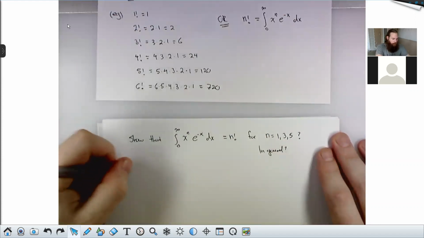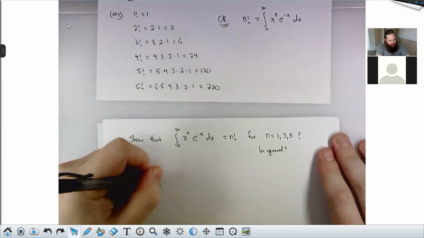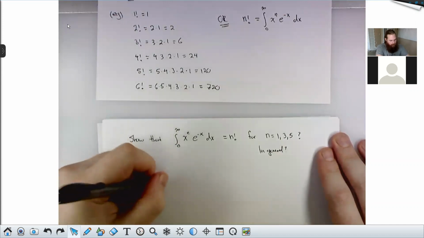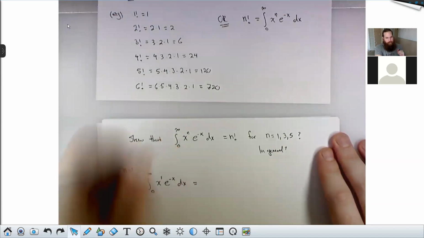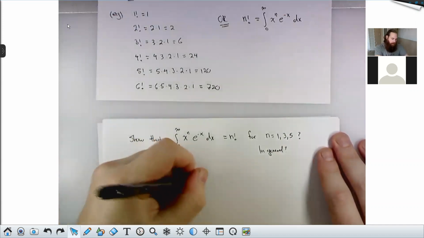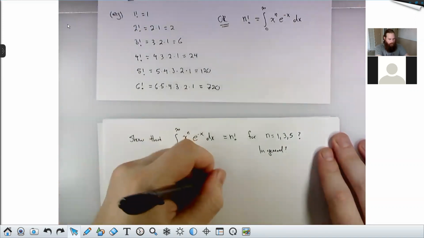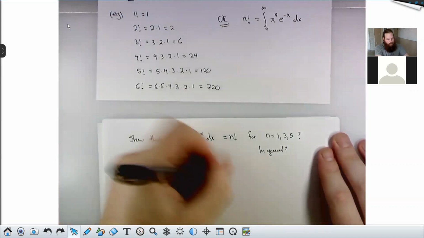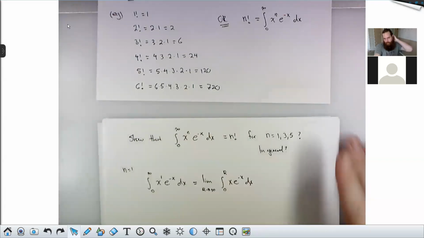Let's check n equals 1. Integral from 0 to infinity, x to the 1, e to the minus x dx. That's the limit as r goes to infinity of the integral from 0 to r, x e to the negative x dx. How do we do this integral?